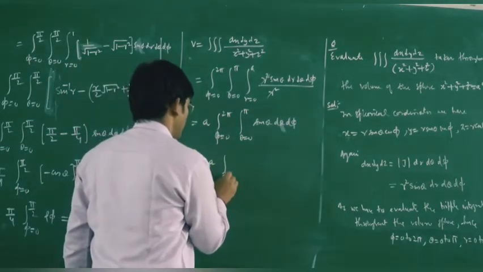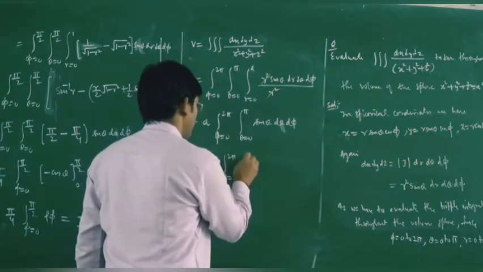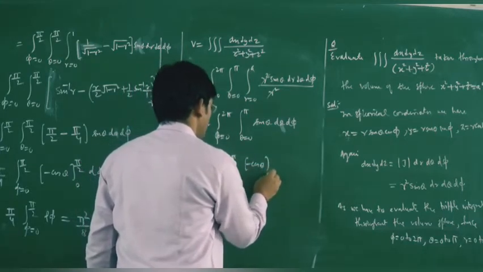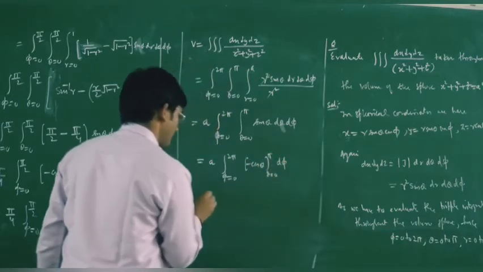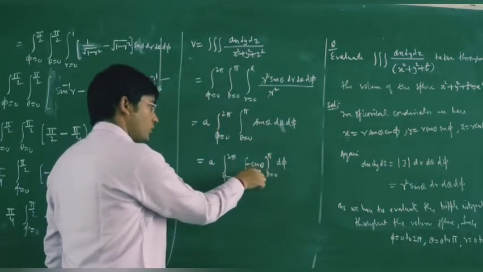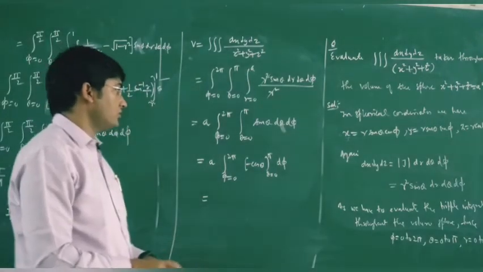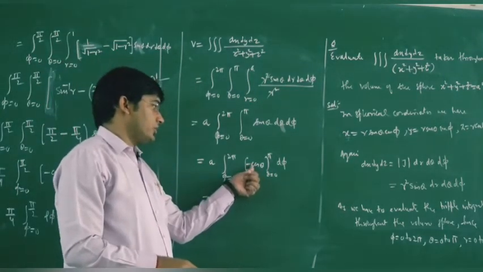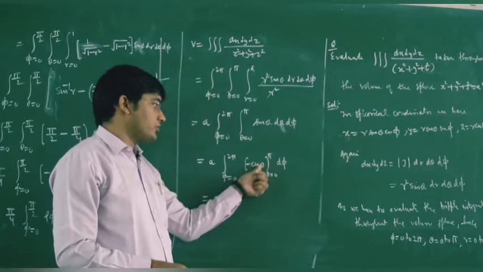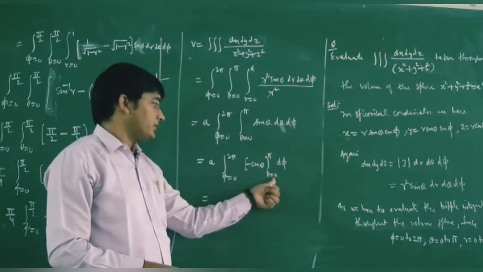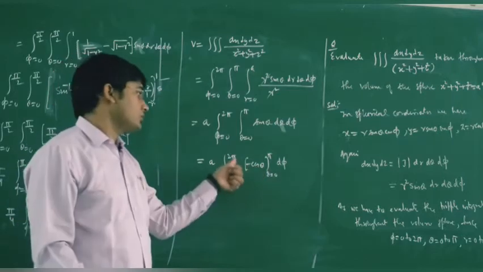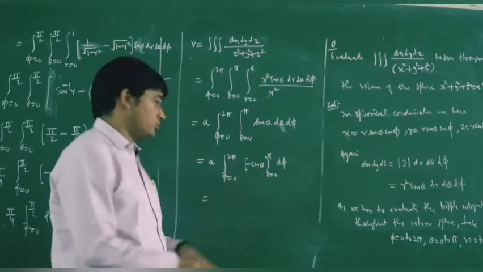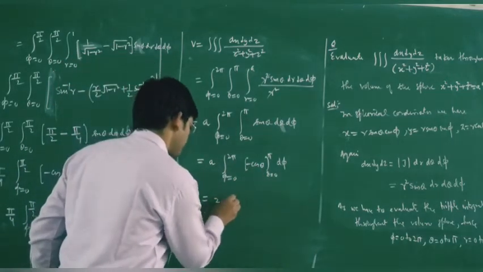So we have phi equal to 0 to 2 pi, and then we have minus cos theta, with the limits from 0 to pi, and then finally integration with respect to phi. So again, if you take this minus sign outside, then cos pi is minus 1, then for the lower limit we will have again minus 1, so this will be your plus 2. So this is equal to 2a.